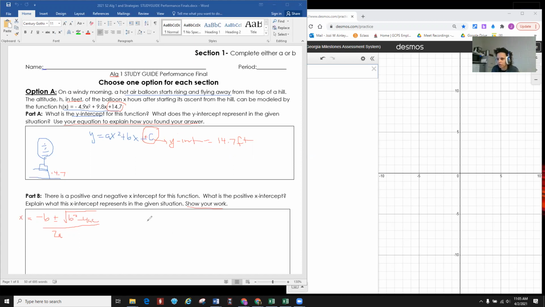And then what you do is you take your regular equation: negative 4.9 x squared plus 9.8 x plus 14.7. Then you label A, B, and C. Whatever is next to the x squared, including the symbol, is A. Whatever is next to the x is B. And whatever is by itself is C. And all you're going to do is punch it into the formula.